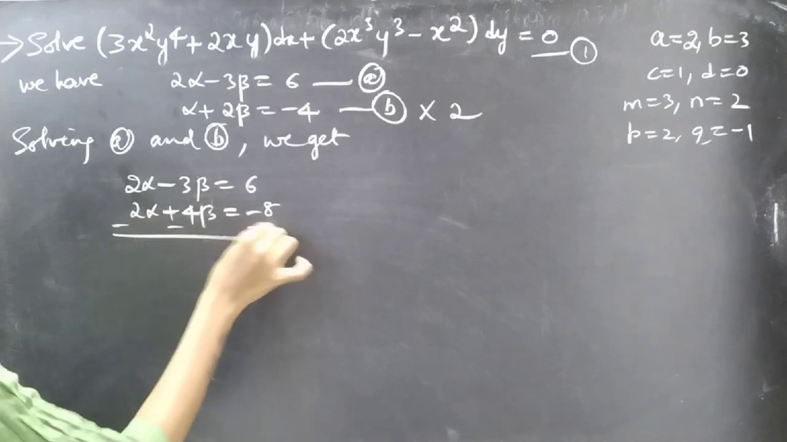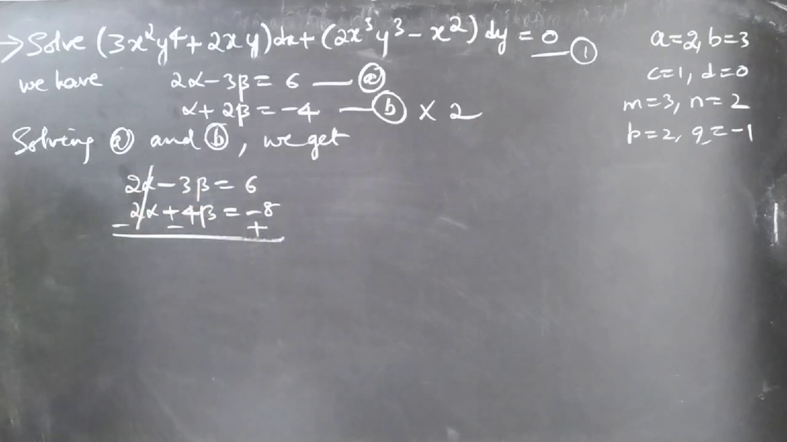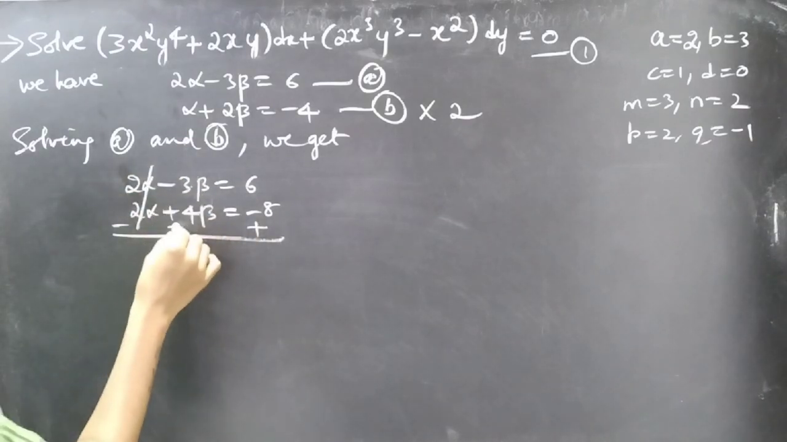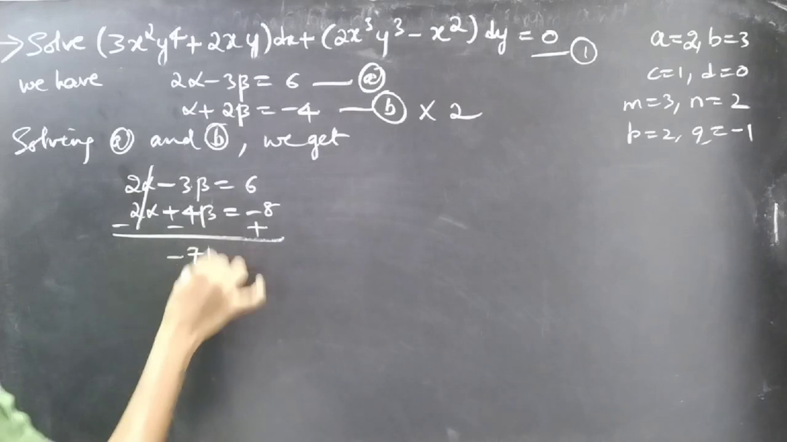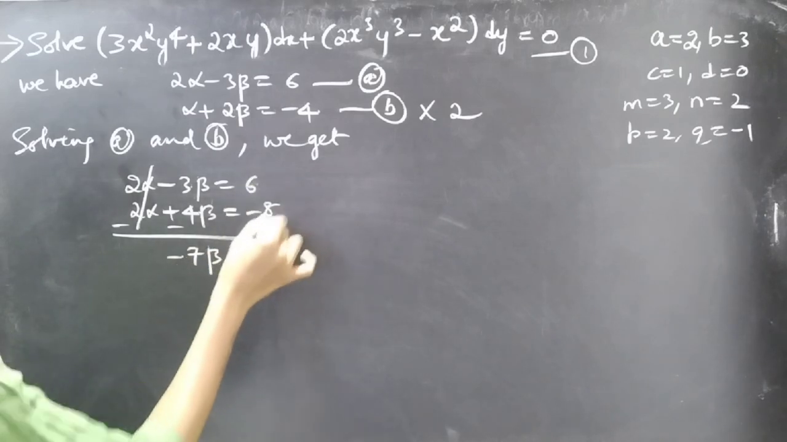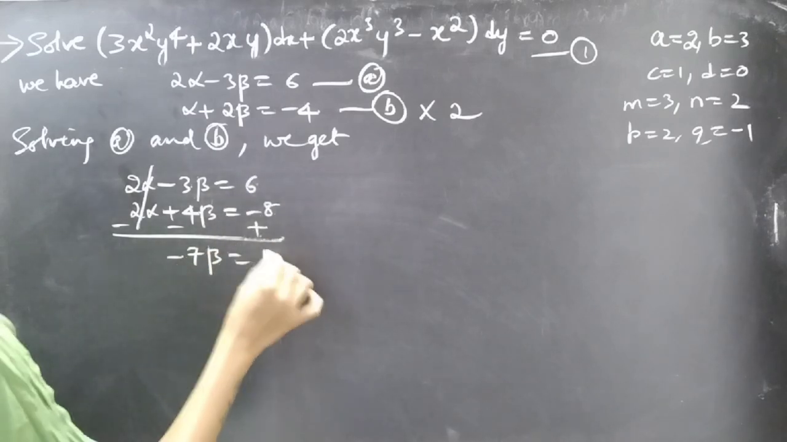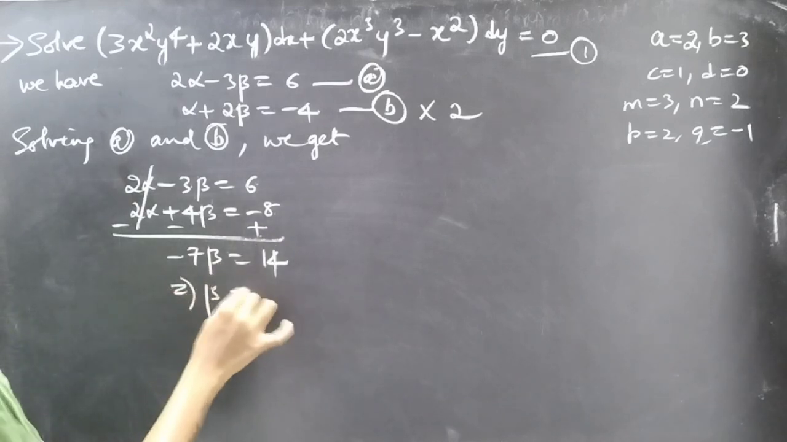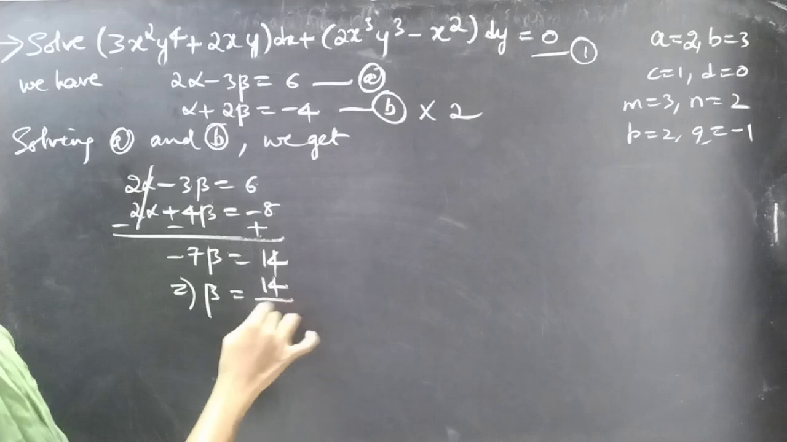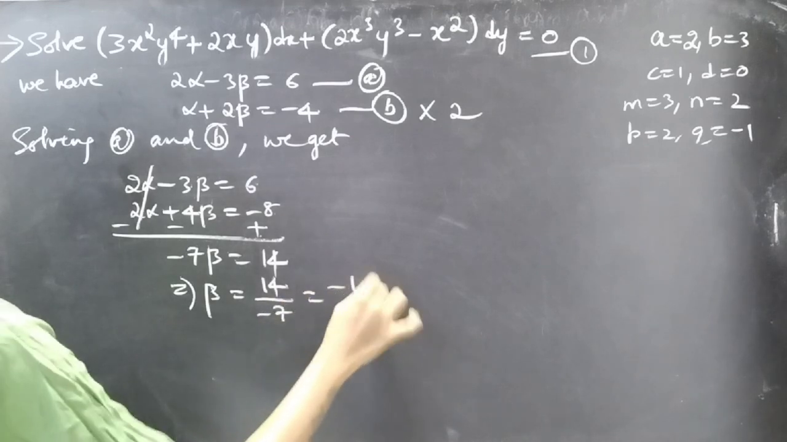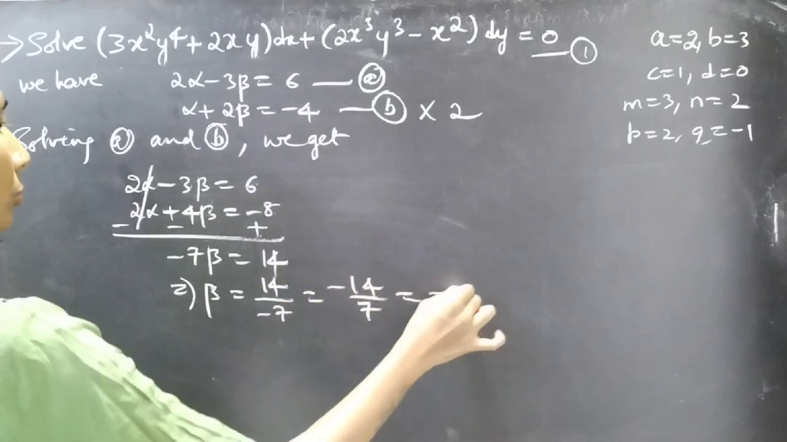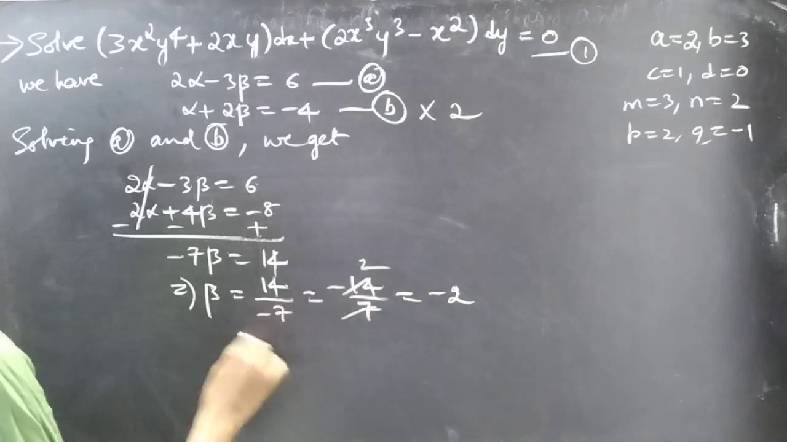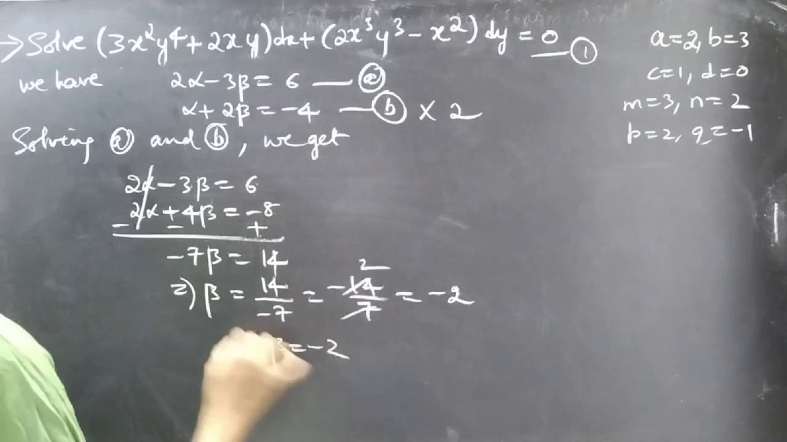Now just change the signs. Plus 2 alpha minus 2 alpha gets cancelled, minus 3 beta minus 4 beta gives minus 7 beta equal to plus 6 plus 8 gives plus 14. Then beta equal to 14 by minus 7 or minus 14 by 7, which gives us minus 2. Right, therefore beta equal to minus 2.